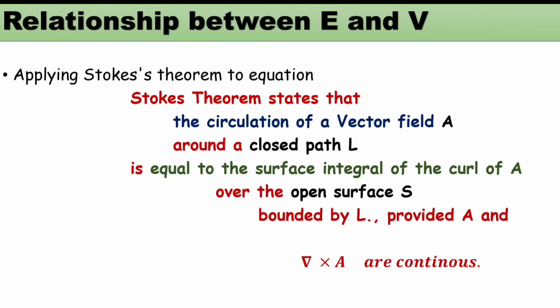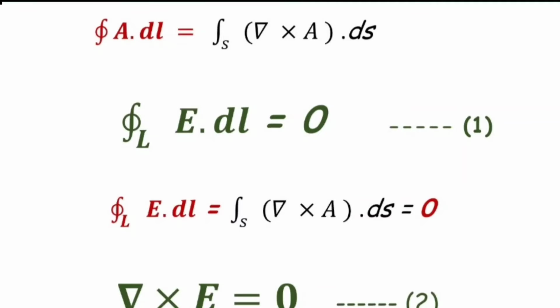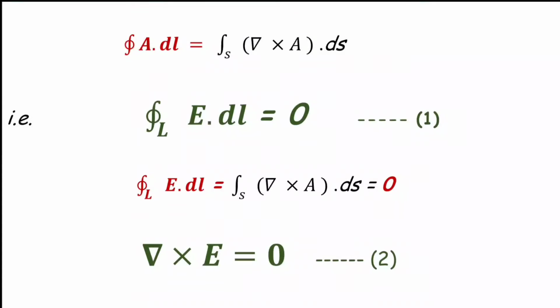It indicates the circulation of a vector field A around a closed path. So we take one closed path. In this closed path the amount of field, let us consider a vector field, that is circulated, is equal to the surface integral of the curl of A over the open surface S bounded by L. Here the condition is provided A and del cross A are continuous. Therefore closed integral A dot dl is equal to the surface integral S del cross A dot ds according to Stokes theorem.